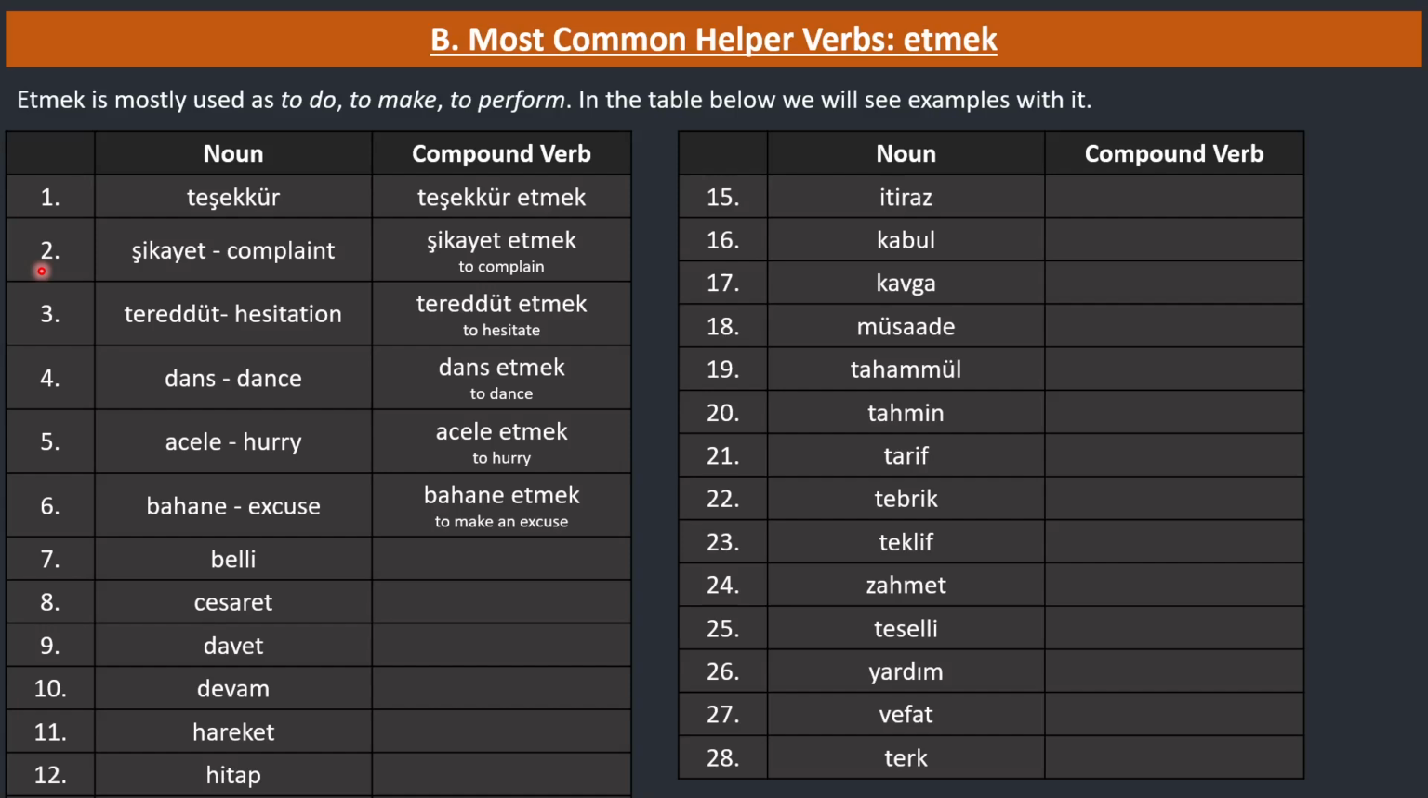Ama tabii ki yine bir farkları var. Bahane etmek, ortada bir şey var ve onu bahane olarak kullanıyorsun. Bahane uydurmak, ortada bir şey yok. Sen uyduruyorsun. Or first in English, bahane etmek is using something as an excuse. Bahane uydurmak is making up an excuse. There's nothing, you are just making it up.